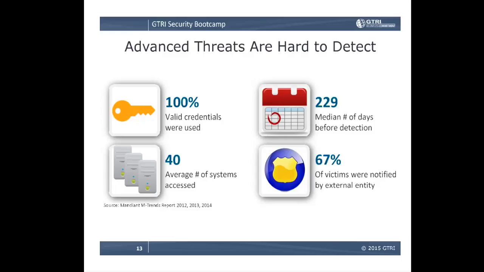And then finally, that 67% of victims were notified by an external entity. Notification usually starts with customer complaints like bank account drained or credit card maxed out. Often the FBI actually informs them. The business loses control of the response if informed by an outside agency.